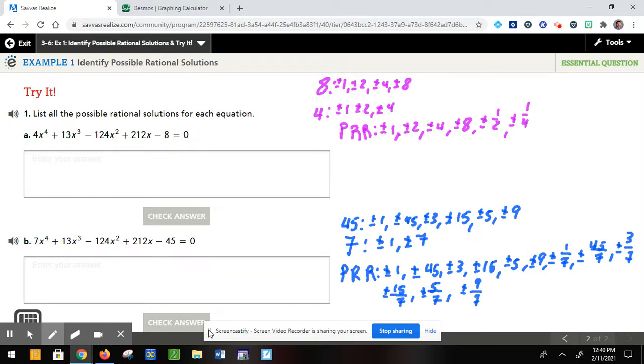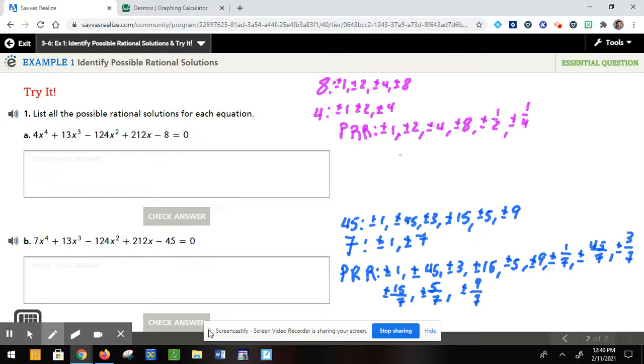Then 1 divided by 2 is 1/2. 2 divided by 2 is 1, already have it. 4 divided by 2 is 2, already have it. 8 divided by 2 is 4, and I already have that. Now I'm going to just divide all those by 4. So 1 divided by 4 is 1/4. 2 divided by 4 is 1/2, already have that. 4 divided by 4 is 1, already have that. And 8 divided by 4 is 2, and already have that. So your possible rational roots are plus or minus 1, 2, 4, 8, 1/2, and 1/4.